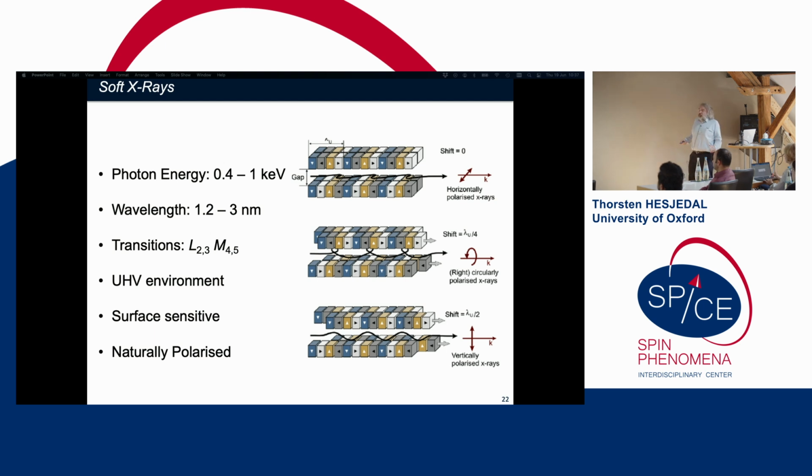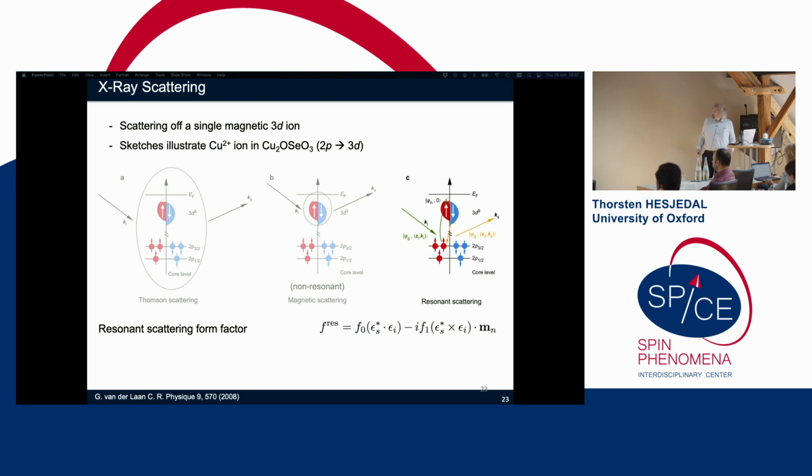The measurements have to be done in UHV. It's not hard X-rays here. The soft X-rays are absorbed in the uppermost layers, so it's very surface sensitive, and they are polarized. On the right-hand side, you see here the undulators that are used, with which you can essentially create arbitrary linear polarization or circular polarization.